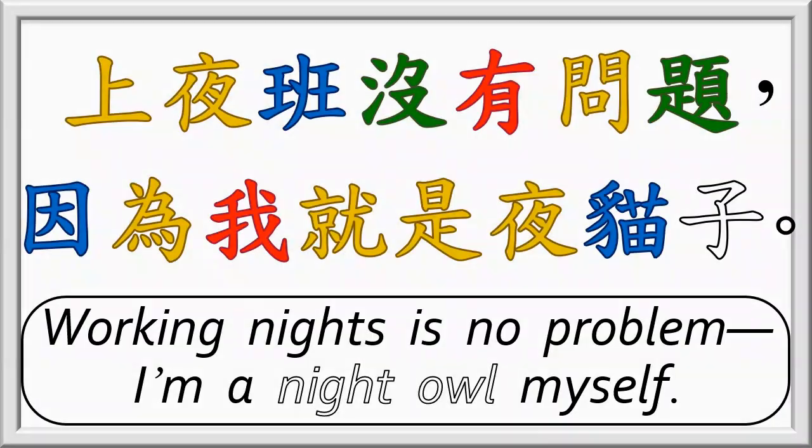People whose circadian clock favors high activity in the evenings is called a night owl, which is what Mandarin speakers also call it, because a night cat, 夜猫子, is a colloquial expression in Chinese for an owl. 上夜班没有问题，因为我就是夜猫子。Working nights is no problem. I'm a night owl myself.